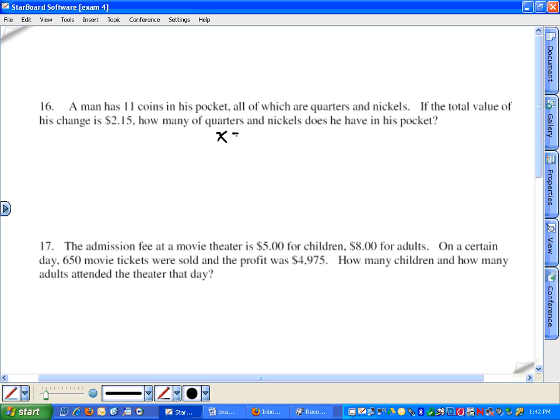We can let x equal quarters, and we can let y equal nickels, for example, or the number of quarters and the number of nickels. We don't know how many of each there are, but we know that the total number of coins in his pocket is 11. So if we have x and we add y, that's going to equal 11. Since we have two different variables, we need to have two different equations in order to solve for them.